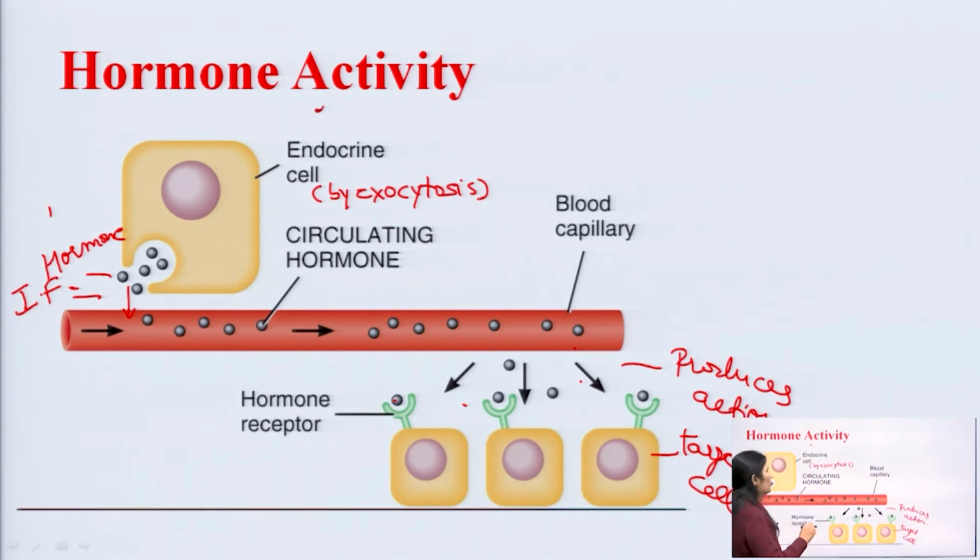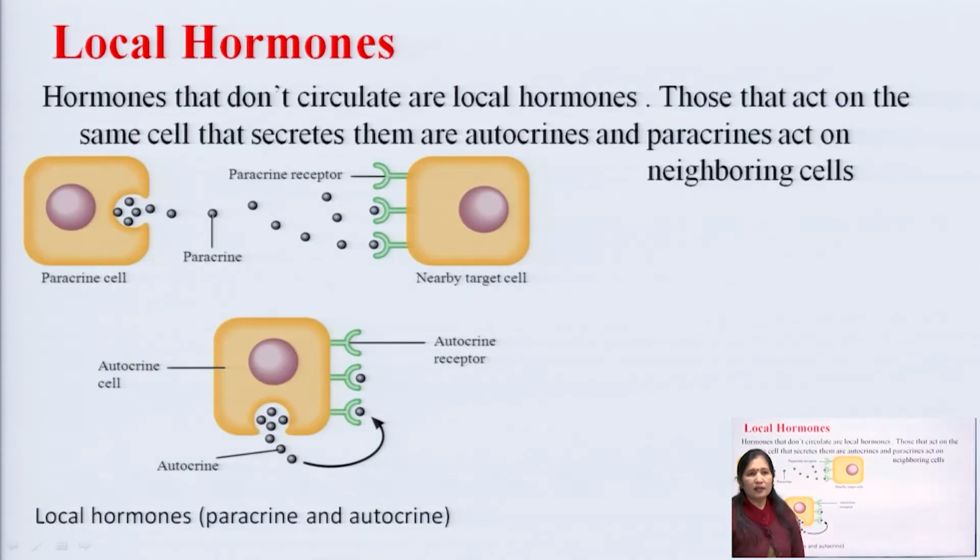Because these hormones enter the blood, they are known as circulating hormones, because they reach the target site through the blood. There are other types of hormones which are known as local hormones. Local hormones do not circulate, that is, they do not go to their target site through the blood. So, these are called local hormones.